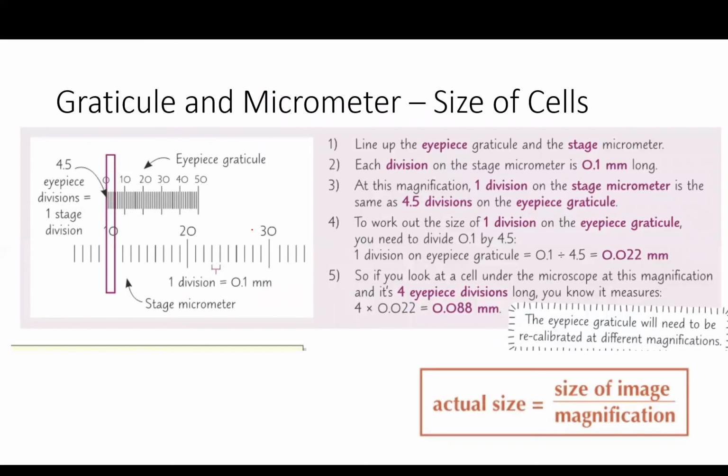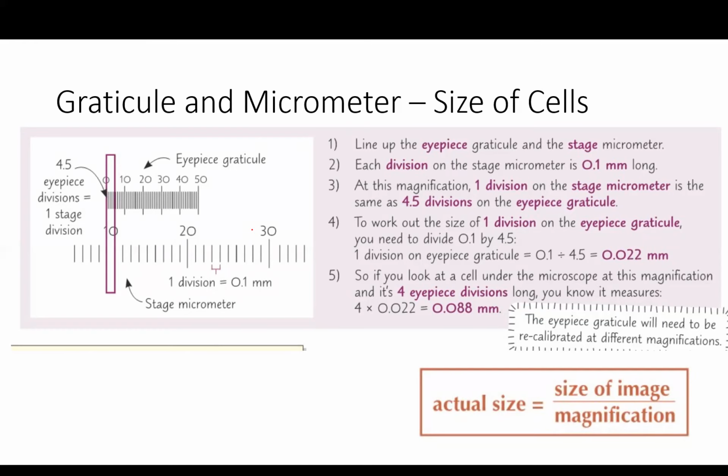Finally, you need to understand what a graticule and a micrometer are. These help us get the size of cells. So if we're looking down a microscope, we need to know the size of the cells that we're actually looking at rather than just going, oh, they're this big. So you need to be able to calculate the size of the cells you're looking at. And this is where the eyepiece graticule and stage micrometer come in. And they're basically like rulers.